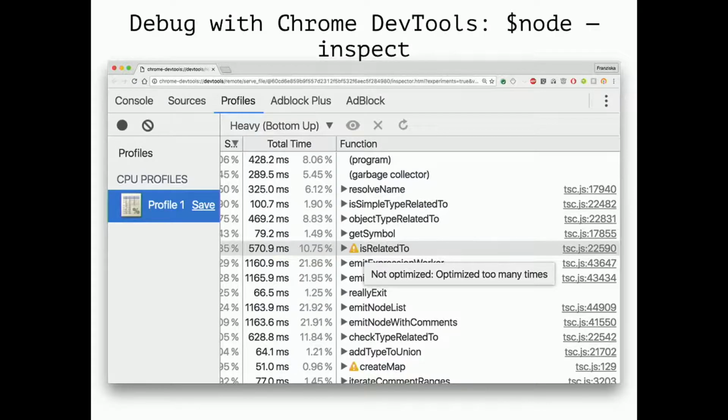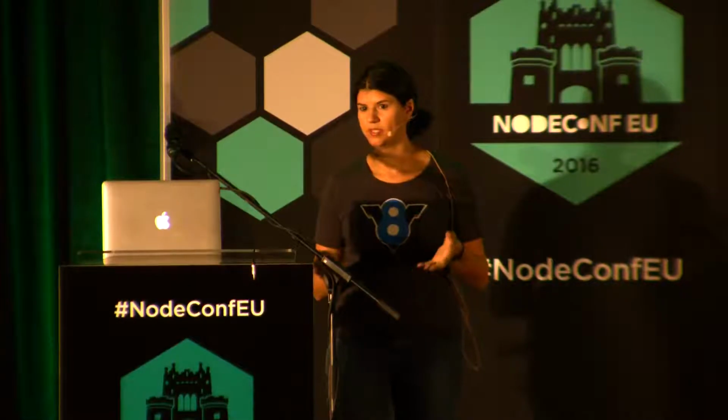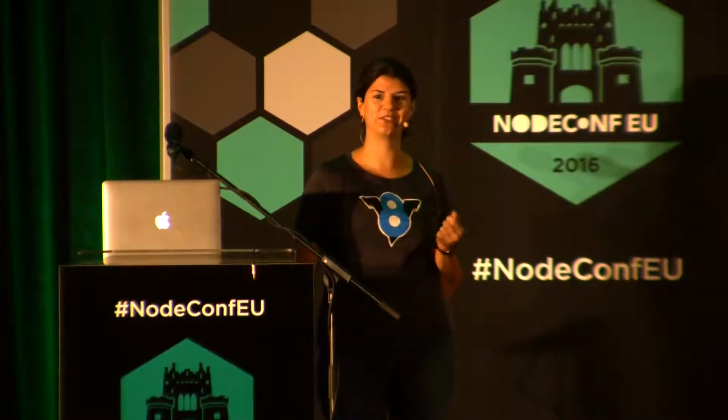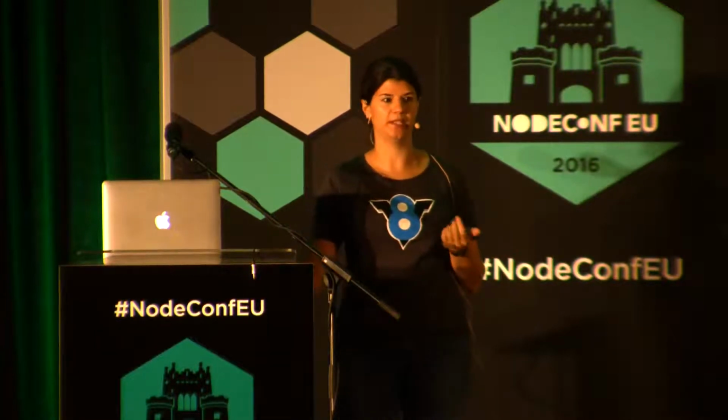And what you do see also is that, for example, this function has a warning exclamation mark. And as you hover over it, it says, not optimized, optimized too many times. So V8, the JavaScript engine here, was trying to optimize something and not able to do that. So we'll spend the next 24 minutes looking into V8 details, what this optimization means and why it's failing here.